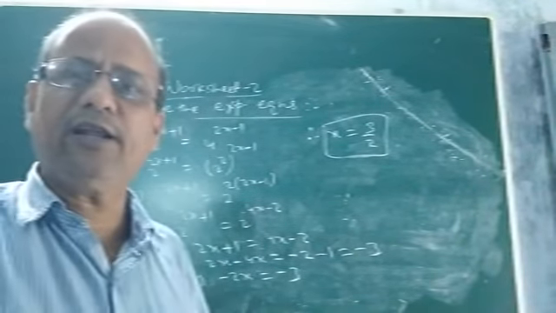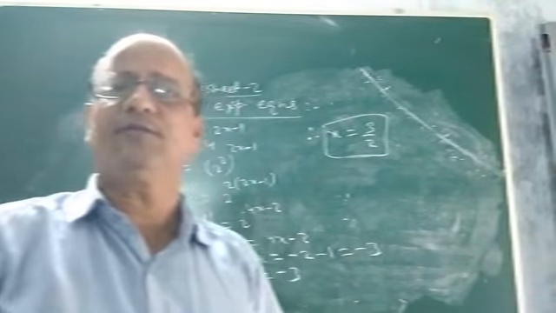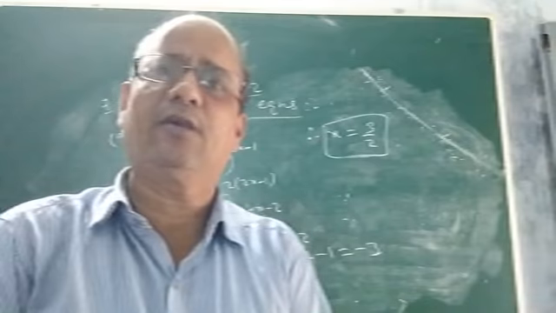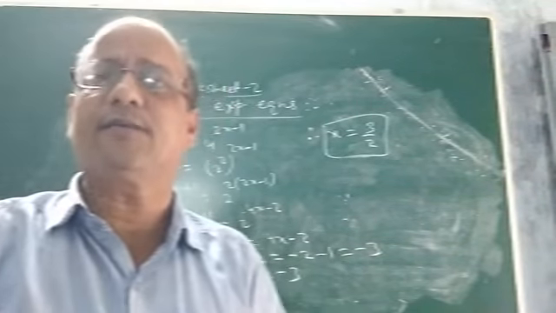Okay. So children, with this we completed worksheet 2 of the chapter exponent and radical. And we will discuss the brain teaser questions of this chapter in the next class.